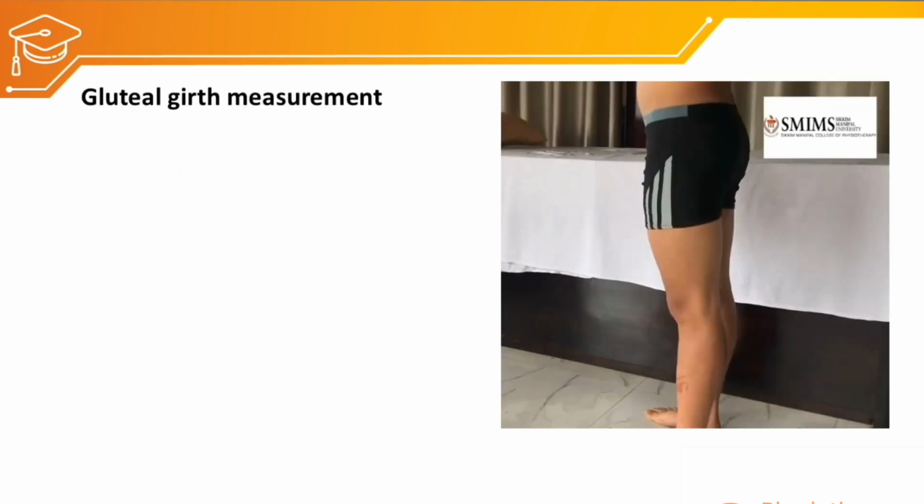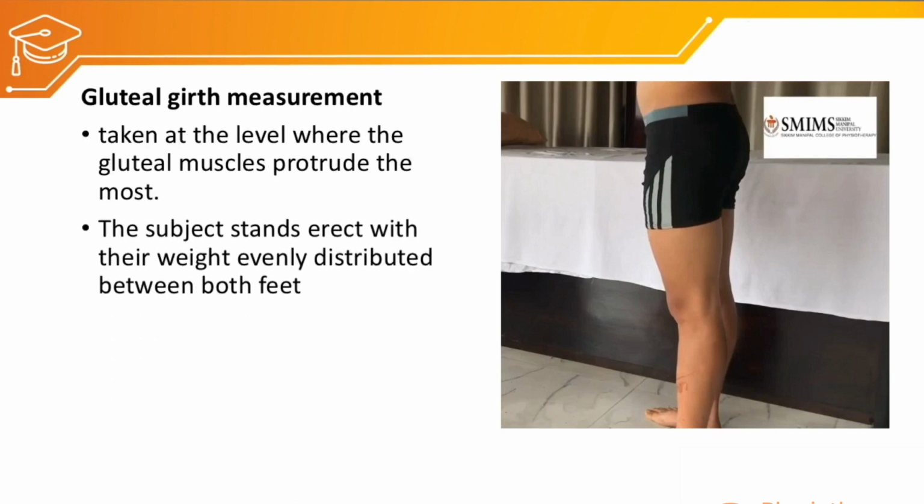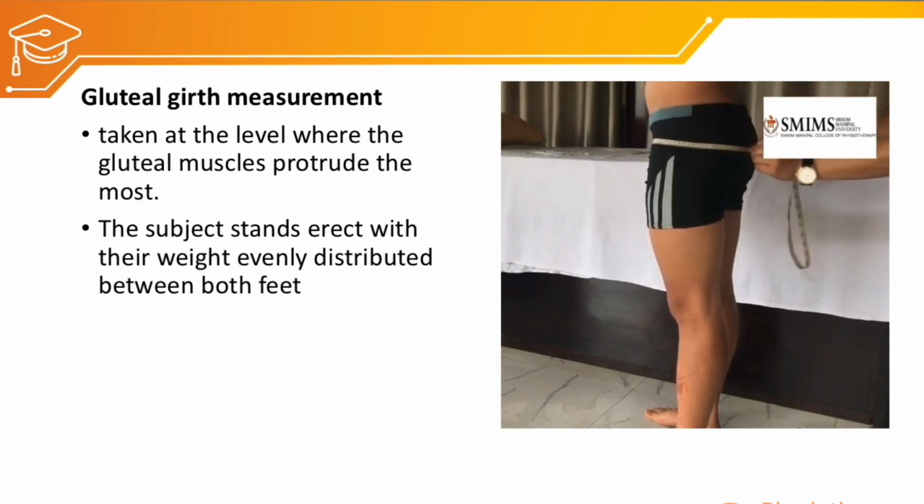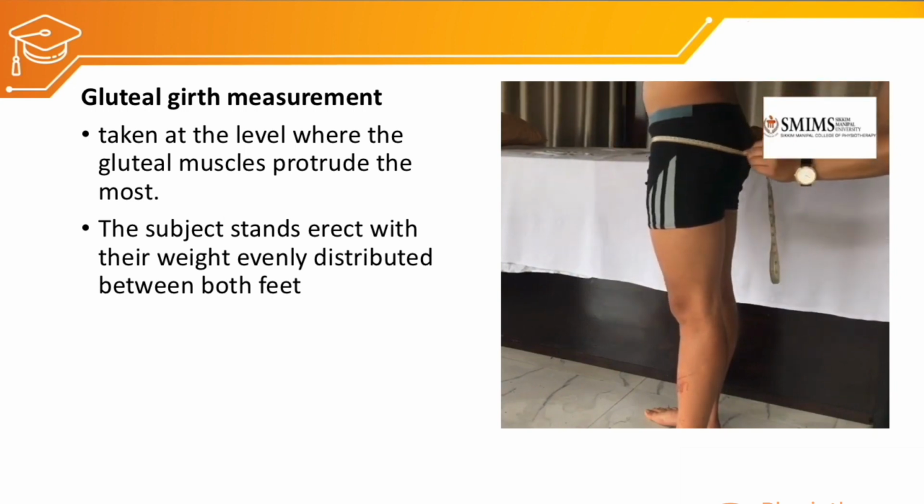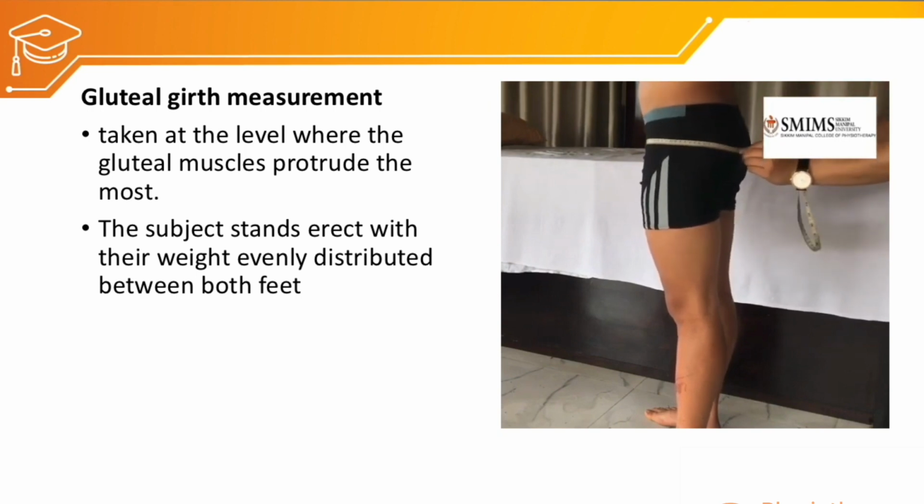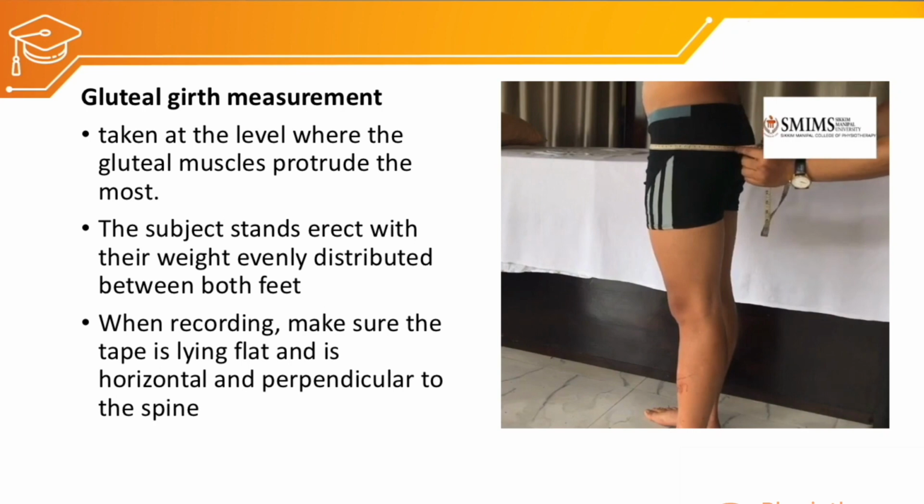Next is gluteal girth measurement. Gluteal girth measurement is taken at the level where the gluteal muscle protrudes the most. The subject has to stand erect with their weight evenly distributed between both feet, and we have to make sure the tape is perpendicular to the spine and flat on the skin surface. So you can see in the video here the tape is placed at the level where the gluteal muscle protrudes the most, and then the measurement is taken. We have to make sure that the tape is lying flat on the surface as well as perpendicular to the spine.